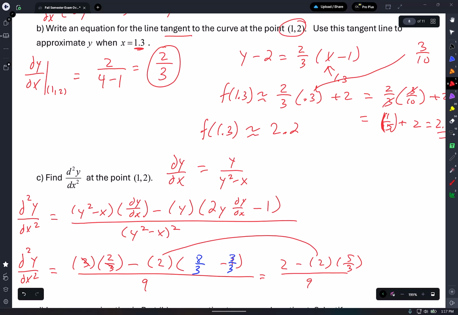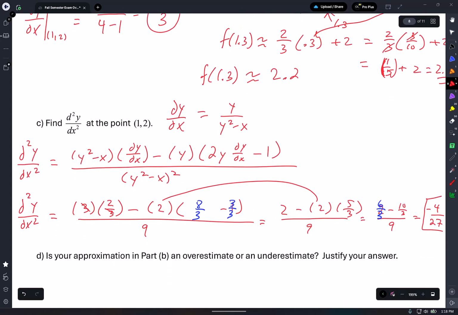So let's see. I have 2 minus 10 over 3 over 9. I'm going to turn that 2, I'm going to multiply it by 3 over 3. So 2 times 3 is 6. So this is 6 over 3. So 6 minus 10 is negative 4. So negative 4 over, and then I have 3 in the denominator, and I have a 9. So 3 times 9, that's 27. And there it is, negative 4 over 27, guys. I don't see any issues. I think we're good. Yay.